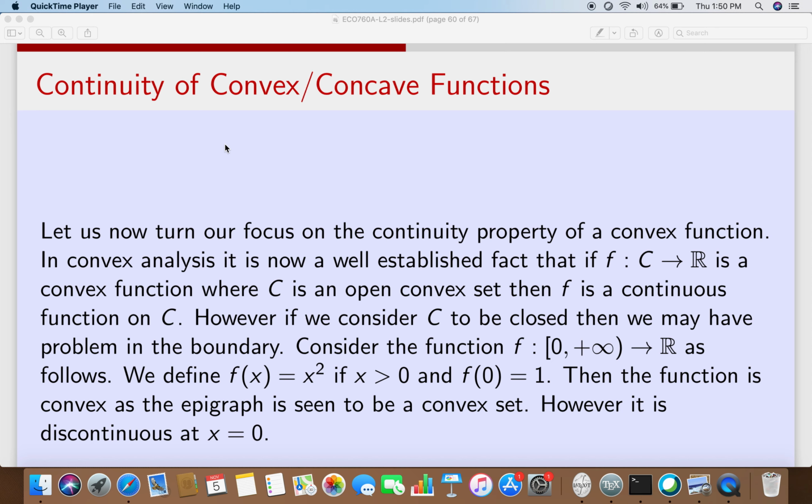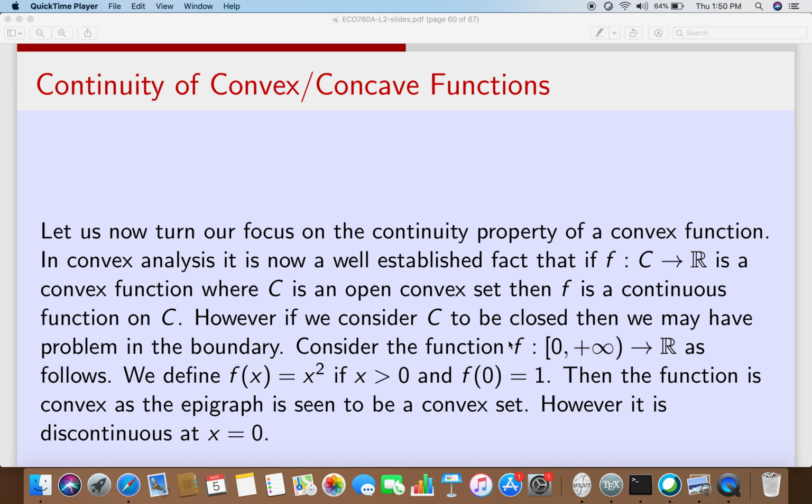So if f is continuous, minus f is continuous. Or if minus f is continuous, f is continuous. Now, if you talk about a convex function defined on a closed set, this might not always be the story.